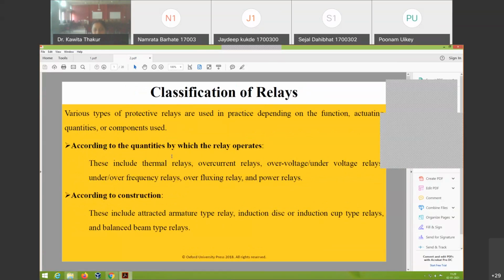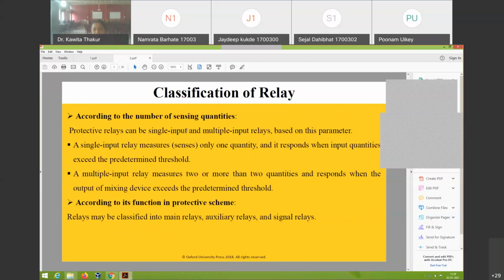According to the quantities by which the relay operates, it may be overcurrent, overvoltage, under frequency, over frequency, over fluxing, and power release. According to construction, attracted armature type and induction type. According to the number of sensing quantities, whether it can sense single input or multi-input.